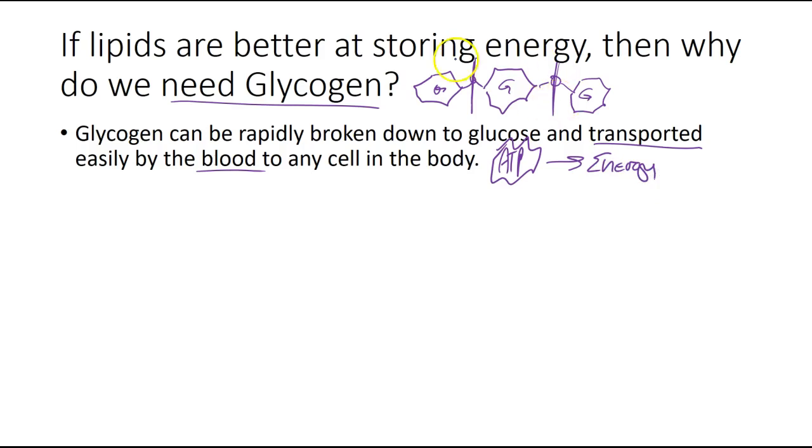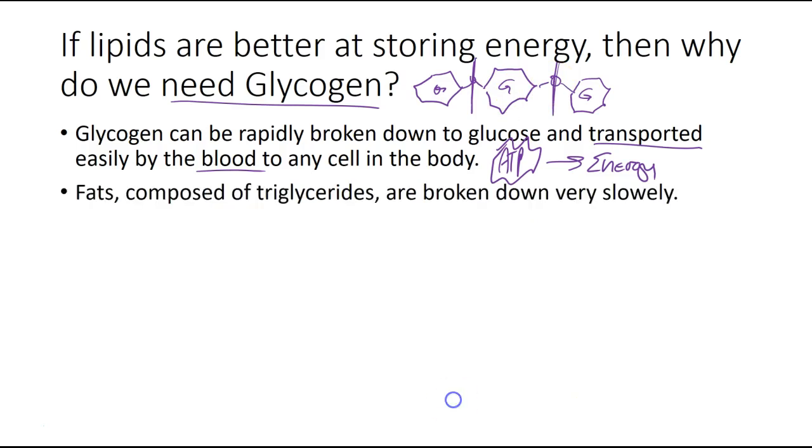So we need glycogen so that we readily can break them off at will as needed to produce energy at the cellular level. Triglycerides are broken down very slowly, again, which is why it's long-term energy storage. We store energy as triglycerides, as fats and oils, for the long term.